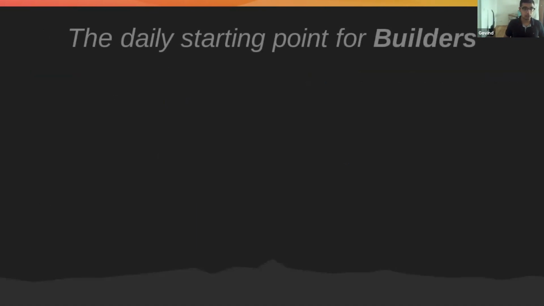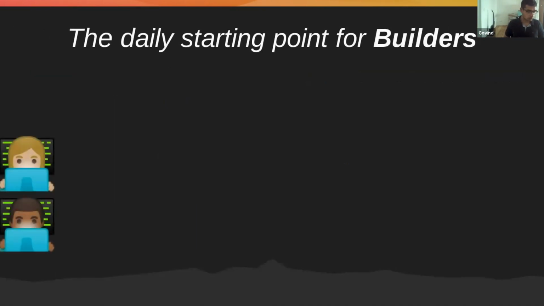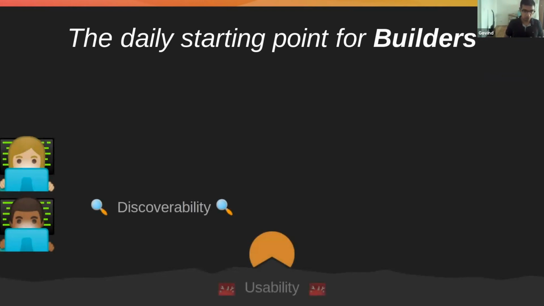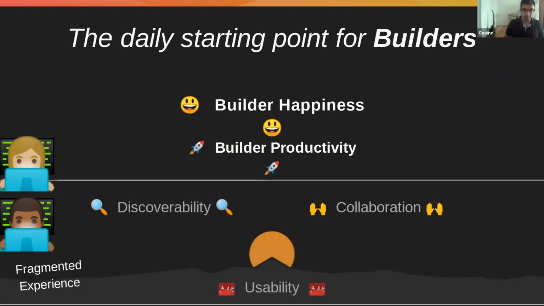So this is what we intend to provide. It should also be discoverable, usable, and collaborative. We figured that these are what would help make developers happy and more productive. And these were the high level goals, or the vision, of the platform that we intend to build.